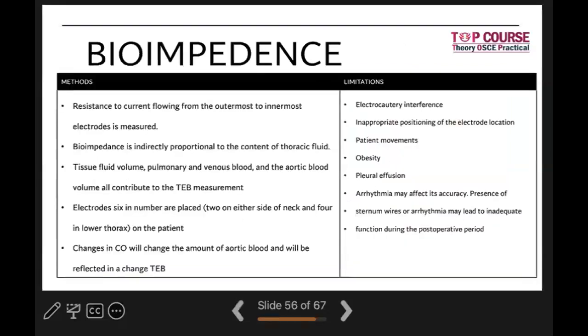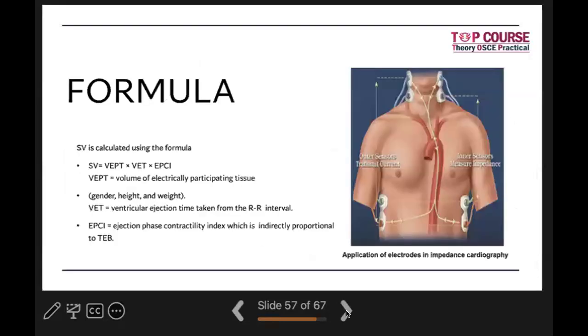What could be the limitations? Any other electrical source, like electrocautery or diathermy, can interfere with the measurement, and inappropriate positioning of the electrode can impede the measurement. Patient movements, obesity because of the heavy chest wall, or presence of pleural effusion, where even that fluid will be taken into the cardiac output calculation, and arrhythmia, again an electrical interference, can disturb the cardiac output monitoring. Any sternal wires can also interfere with the measurement of the bioimpedance.